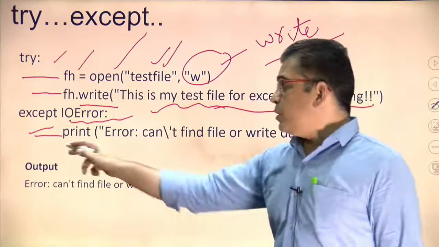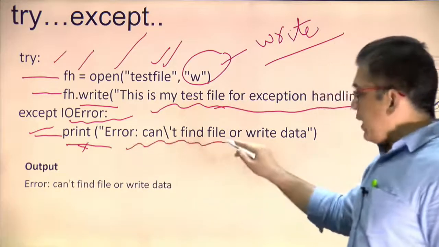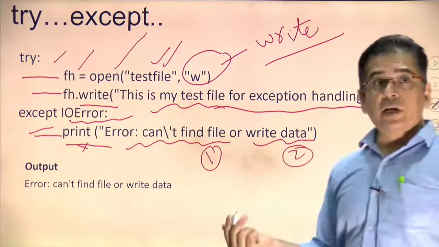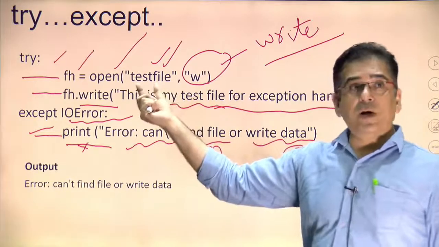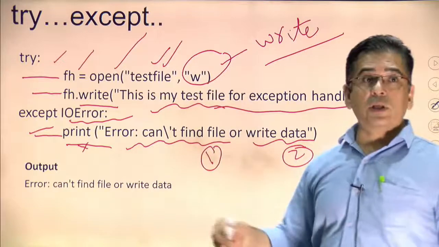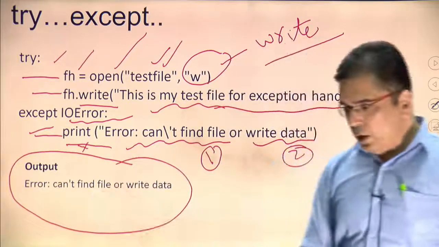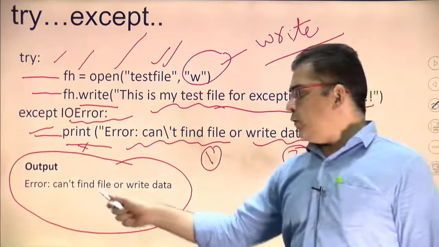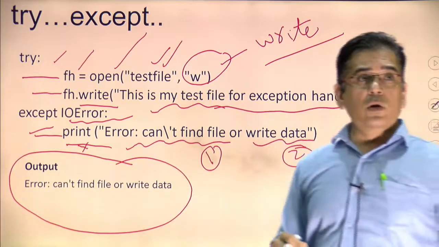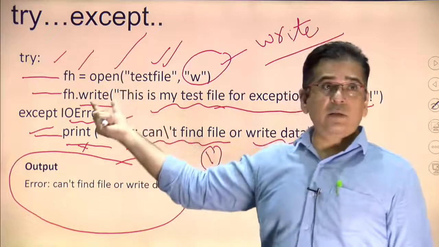You have to print the message within this except block: error, cannot find file, case 1, or write data, case 2. In any one of the cases, you may not be able to locate the file, or you may not be able to write within the file because the file is locked with the read permission. Then this is the output of this program. The output shows here: cannot find the file or write the data. So in that case, you will not be able to handle any kind of error if no error is arising from this try block.